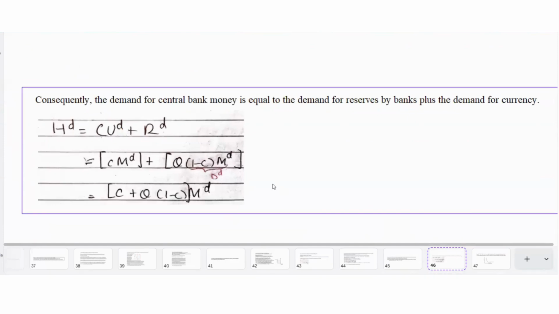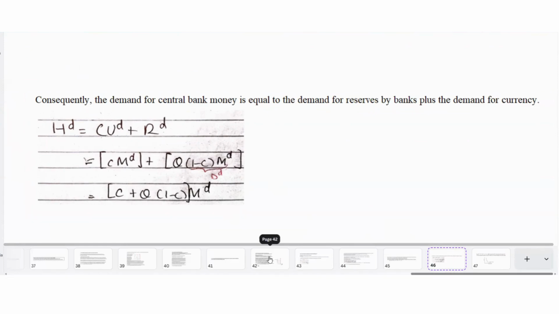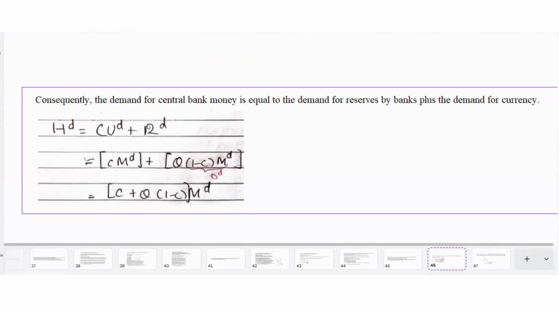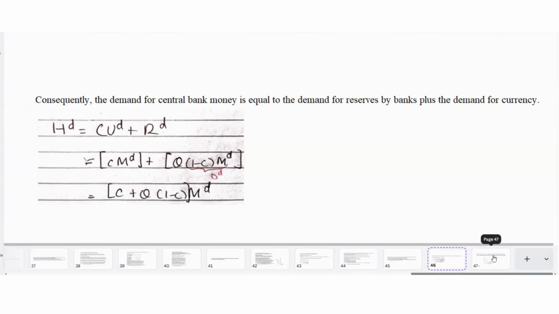So the demand for central bank money is equal to demand for currency plus demand for reserves. Demand for currency is c MD, where c is the fraction of total money demand held as currency. And demand for reserves is theta times demand for deposits, where demand for deposits would be (1 minus c) MD, because you're either keeping currency or you're keeping deposits. So if currency demand is c MD, demand for deposits would be (1 minus c) MD, and theta is our reserve deposit ratio. And from here, now we can factor out an MD. So this gives us demand for central bank money.